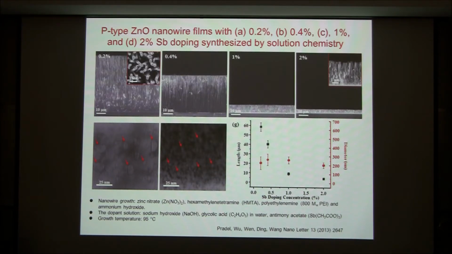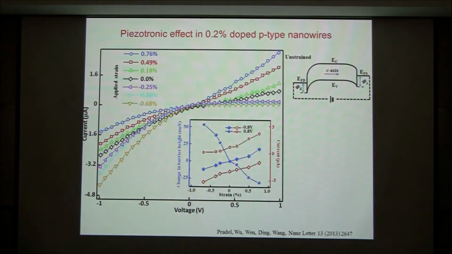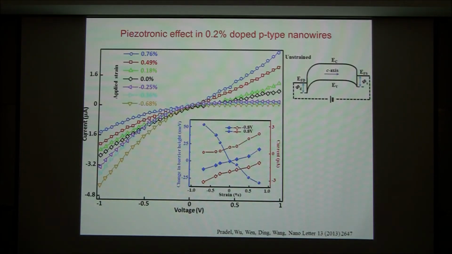The reason I want to show you this one: this can also be P-type material, and can also be a piezotronic transistor here. This is the transport. The blue curve is the transport at zero strain. Okay. Sorry, the dark curve.